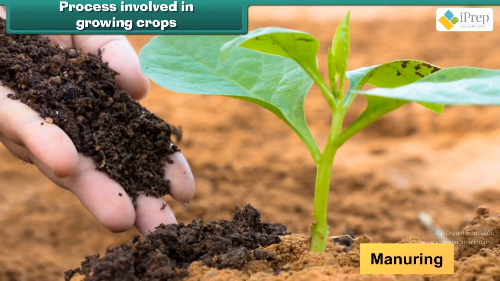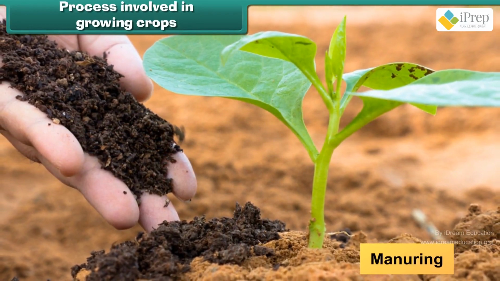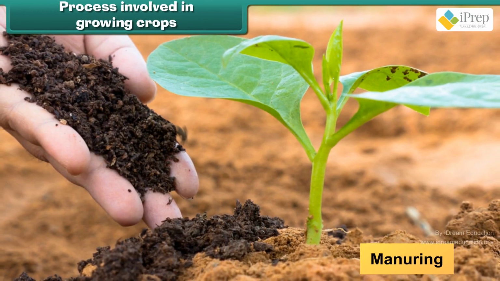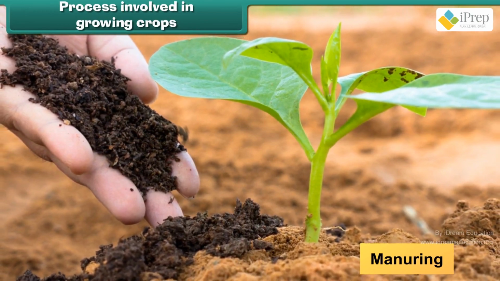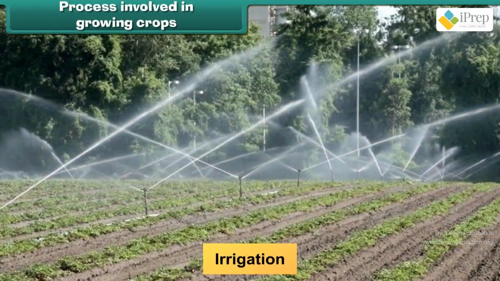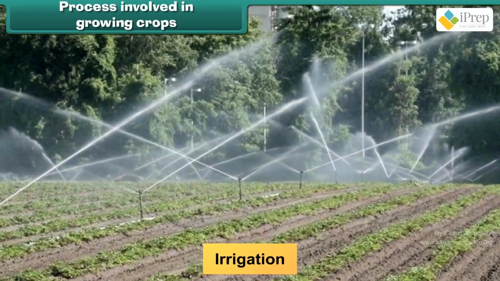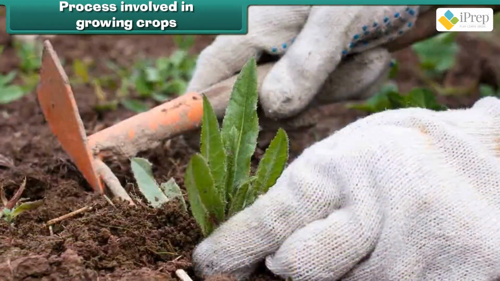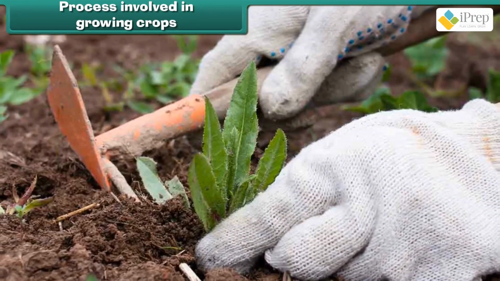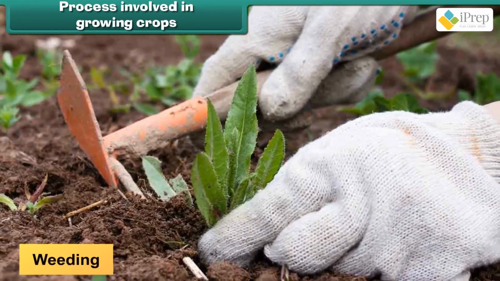3. Manuring is the process of adding the decomposed form of dead plants and animals to increase the production. 4. Irrigation means to water the land to make it ready for agricultural purposes. 5. The process of removal of unwanted plants to protect the crops is called weeding.